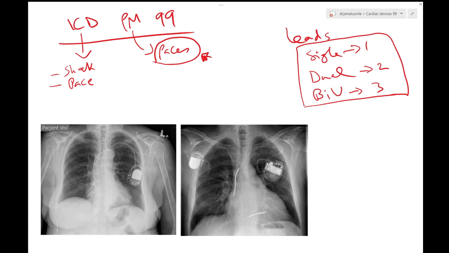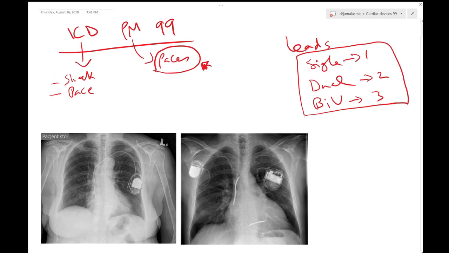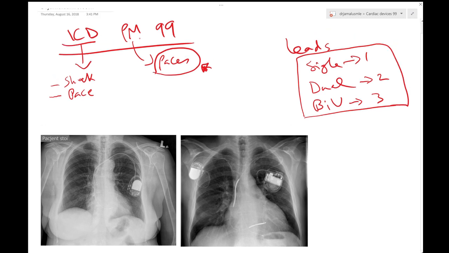One of the common questions that you will get from your attending physician while rotating on medical wards is that they will show you an x-ray like this, and they will ask, can you figure out what type of device the patient has? So they're basically asking if the patient has an ICD versus a pacemaker. And I'm going to tell you, this is easy. All you have to do is look at the lead.